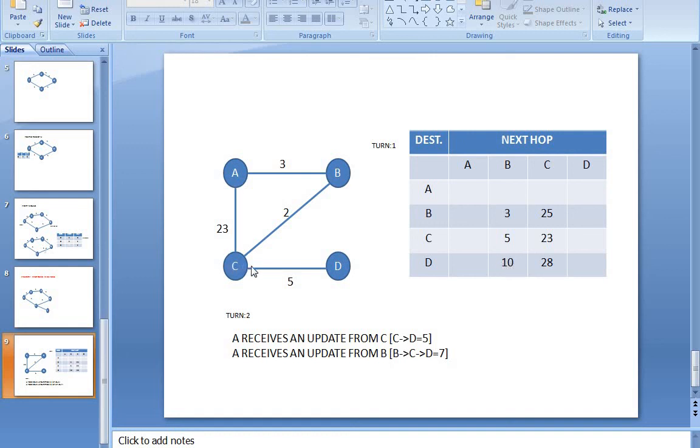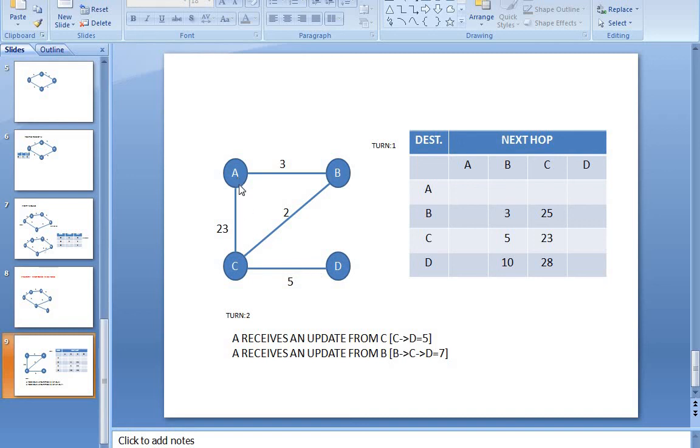Now through C, if it sends data for D, then the cost will be 23 plus 5, 28. So the destination is D, and as it is sending data through C, the total cost is 28. All these things will be recorded in router A's routing table. Router A receives an update from router B. What kind of update? Router B tells router A that from B to C and C to D it has a path and the cost is 7. This way the routing table of router A will be completed.